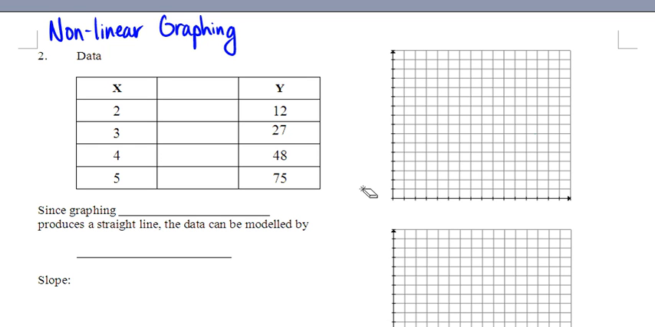We're going to do some more graphing in this lesson, but we are going to look at some non-linear graphing. So this is a handout available in the All Resources folder. You can go find it there. What we're going to do is graph some curved lines and talk about how to make them straight lines so that we can come up with a nice easy equation for them using the format y equals mx plus b.